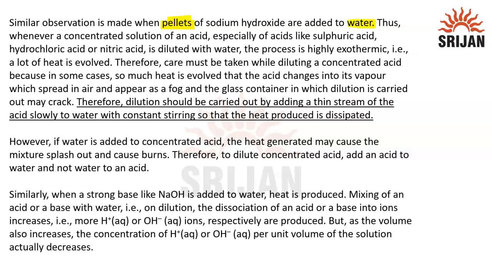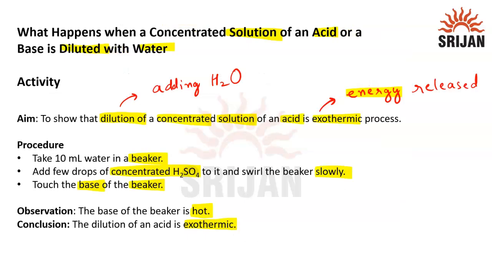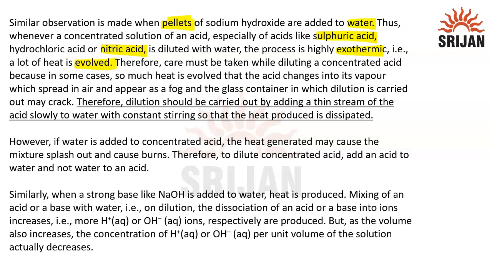Thus, when a concentrated solution of an acid like sulfuric acid, hydrochloric acid or nitric acid is diluted with water, the process is highly exothermic because a lot of heat is evolved. How have we proved that heat is evolved? By touching the base of the beaker, we feel that it is so warm. Care must be taken while diluting a concentrated acid, because in some cases so much heat is evolved that the acid changes into vapor, which spreads in air and appears as fog.